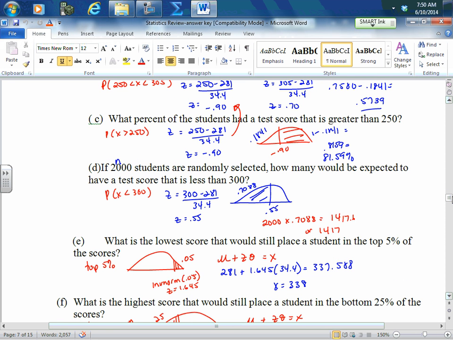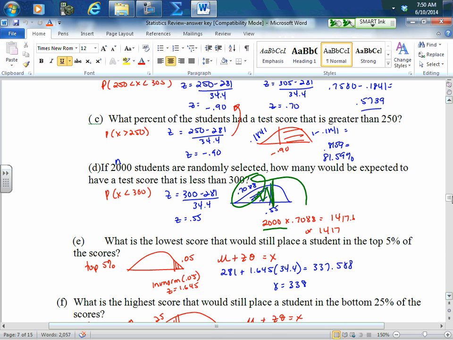If 2,000 students are randomly selected, how many would you expect to have a score less than 300? You're forecasting, you're predicting. Based on your data, find your area to the left, and then multiply that by your 2,000 students. If you get a decimal, you'll have to round. Generally, on this one, you want to stay within where your bar is. You don't want to go over it because you want to be within that section, so you'll have to round down on this one.